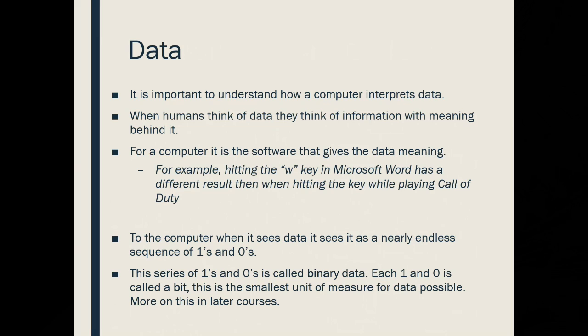Binary meaning 2 choices. So a single 1 or a single 0 is called a bit. And we group these things together to make larger measurements or quantities of data, and we'll get into that in a little bit more. But the smallest unit of measure of data possible is a bit, and that's a 1 or a 0.